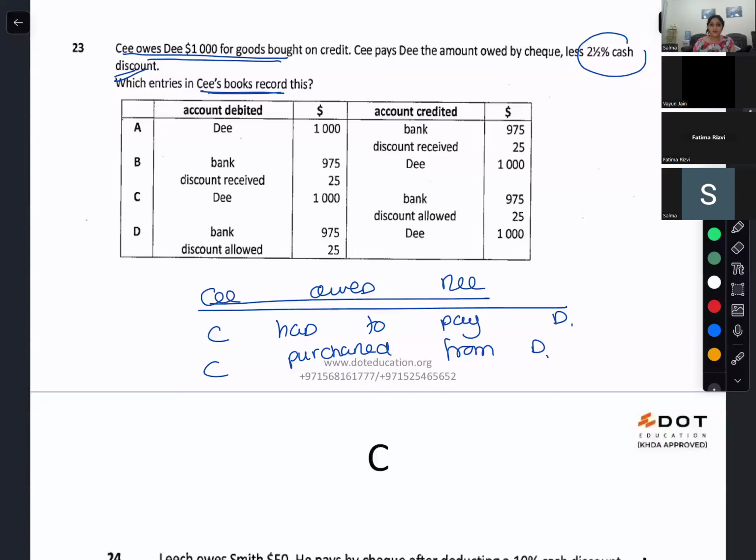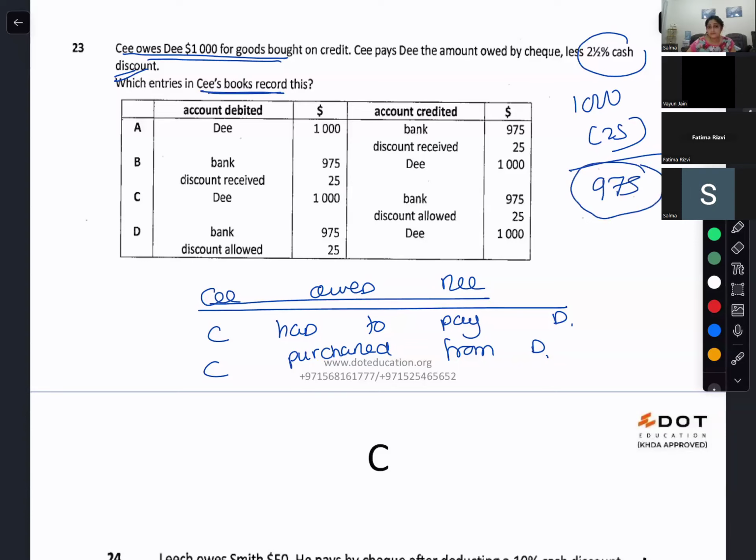We were on 24th, right? When we started? Yeah, miss. I'm just solving again. How much did he pay? One second, miss. $975.